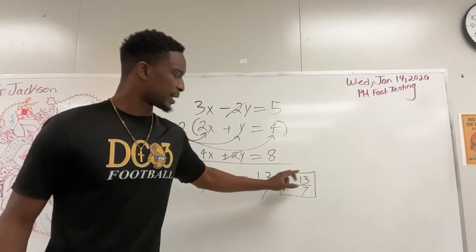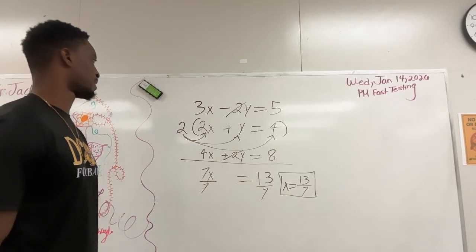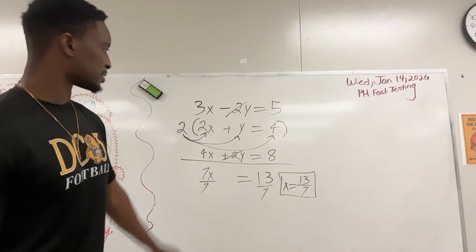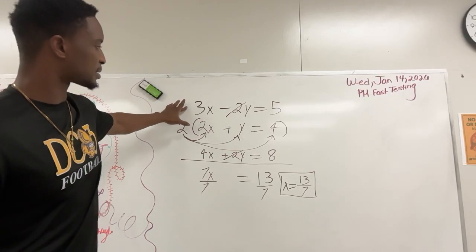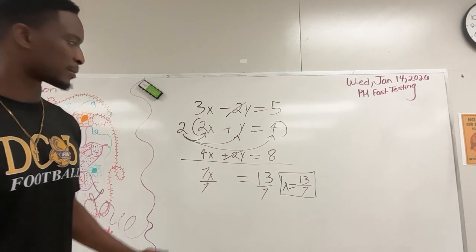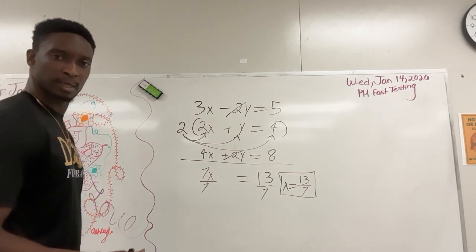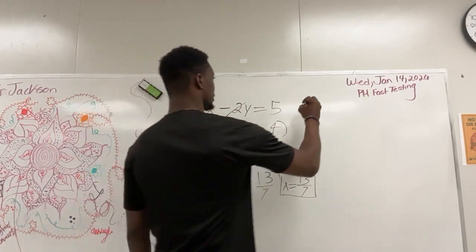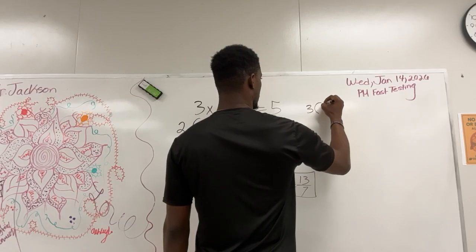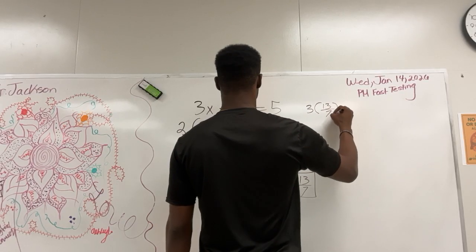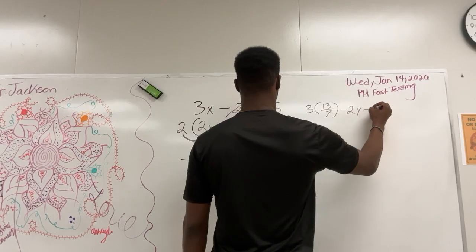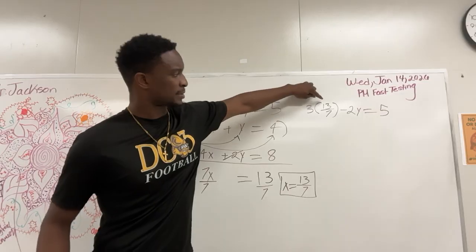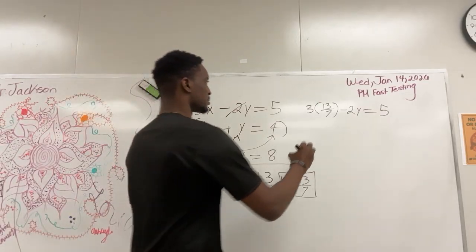I'm taking my x as 13 over 7, and I'm going to decide which equation would be better to pursue to get out of this. I can plug it into my 3x equation, or I can plug it into my 2x equation, so I can solve for y. Let's see, there's space over here. So let's go 3 times 13 over 7. 3 times 13 gives you 39.